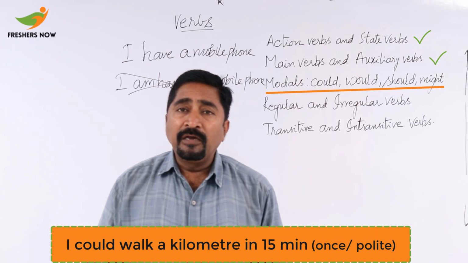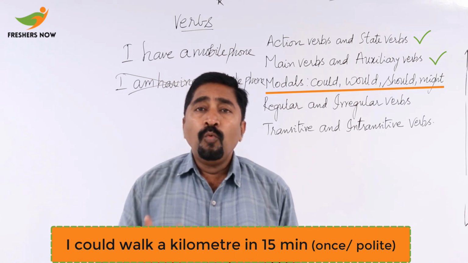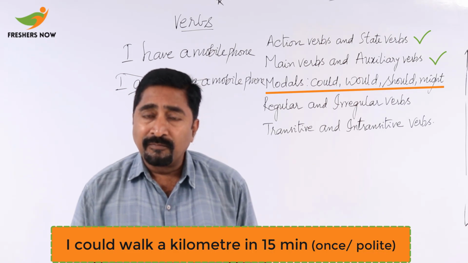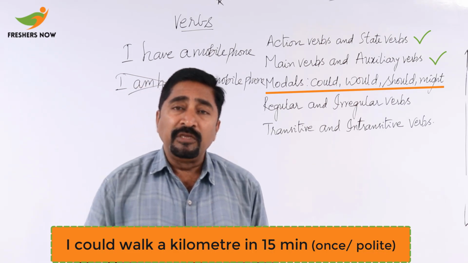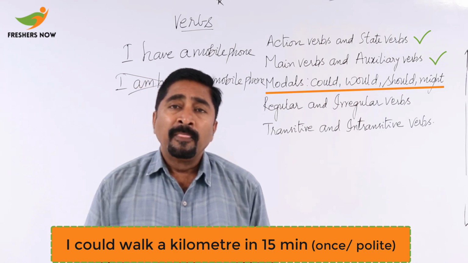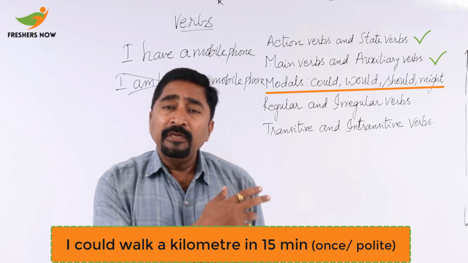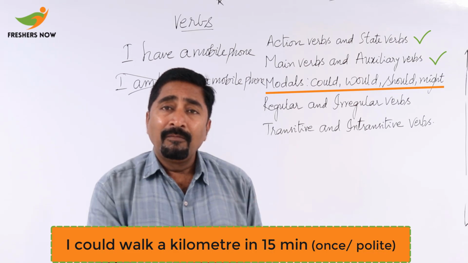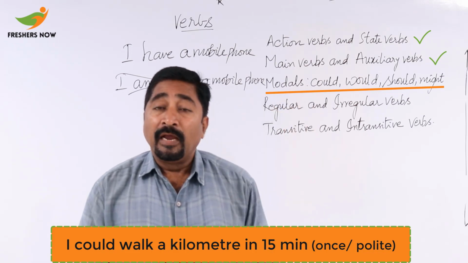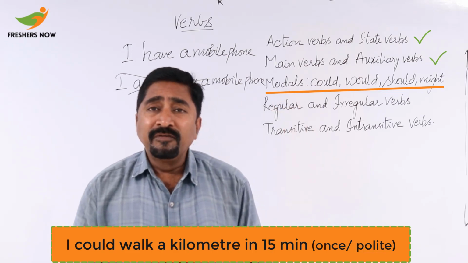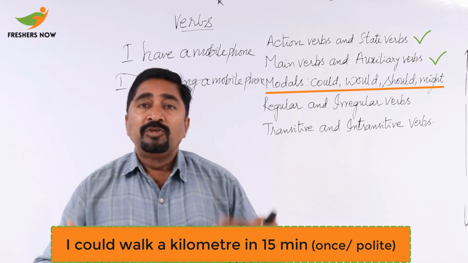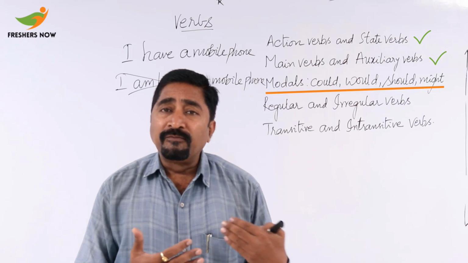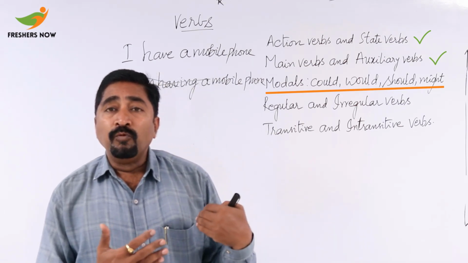For example, if I say, I could walk a kilometer in 15 minutes, this refers in two ways. That refers to the ability or the strength or the capacity that I had once. And at the same time, I could also express the other side in a polite way. These are the two ways of the use of a modal verb.